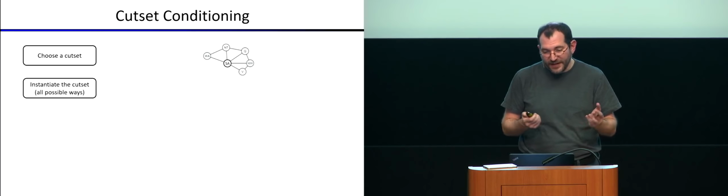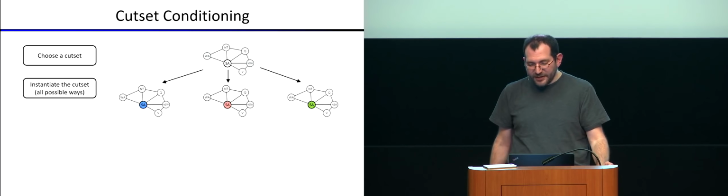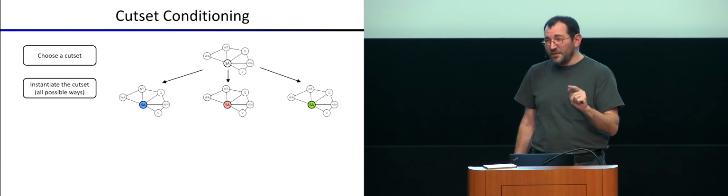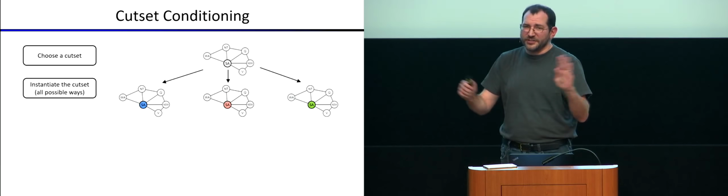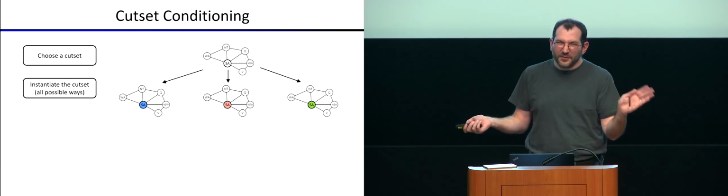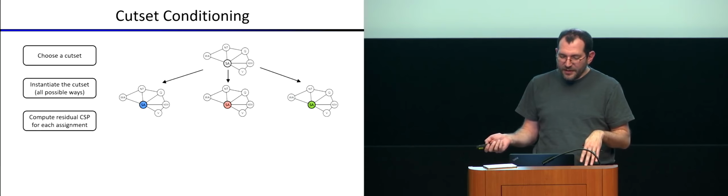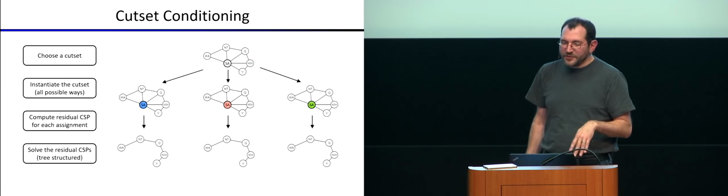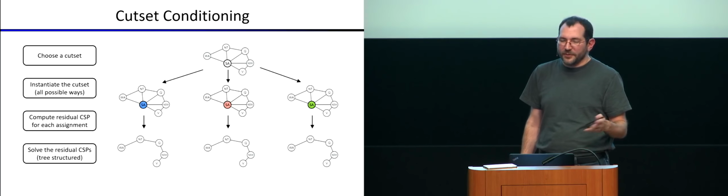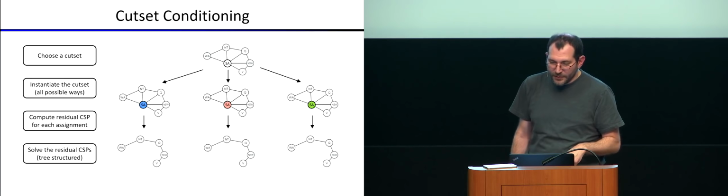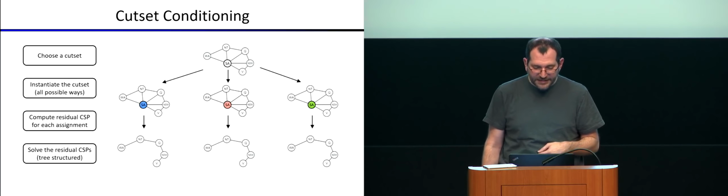In this case, a good cut set choice would be SA because when you delete it, the residual graph is a tree. It's in fact a chain. You instantiate the cut set in all possible ways. So instead of having one problem, you now have three problems, or in general, D to the C problems. But if the residuals are really efficient, that's okay, because you compute the residual graphs, and then you solve them crazy fast with your special algorithm, like with the tree-structured algorithm. So you have more problems, but each one's simple. That's cut set conditioning.